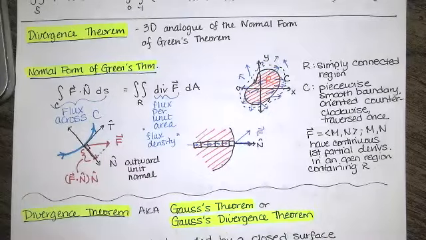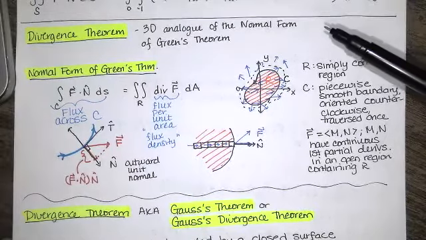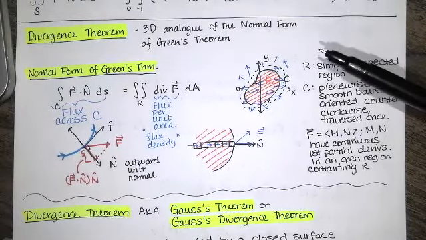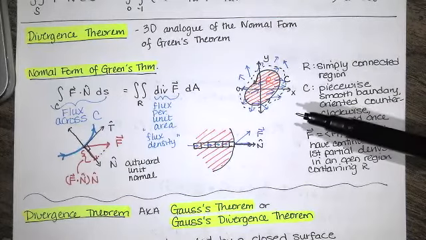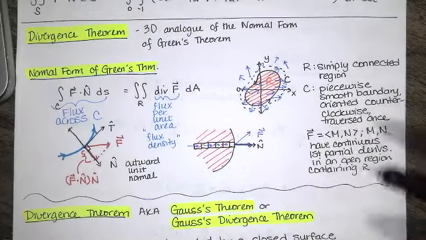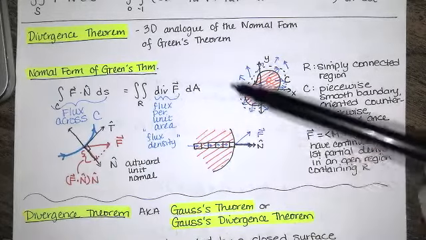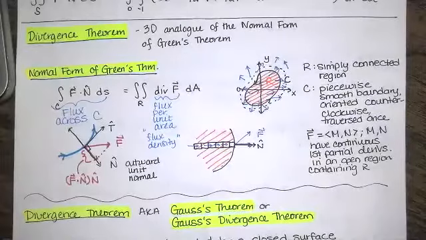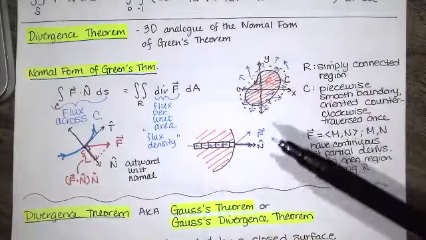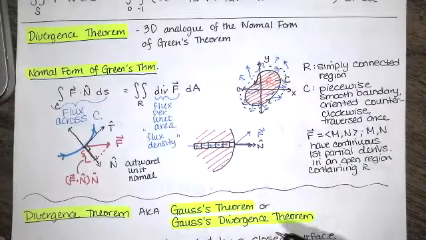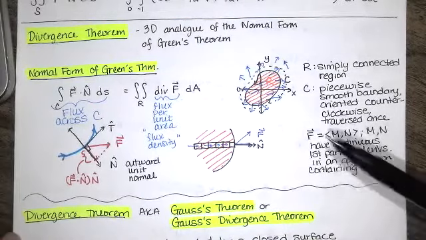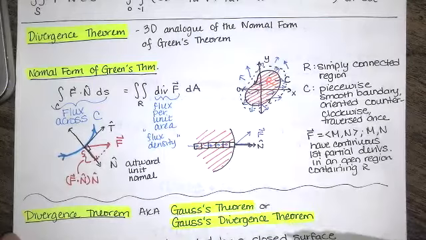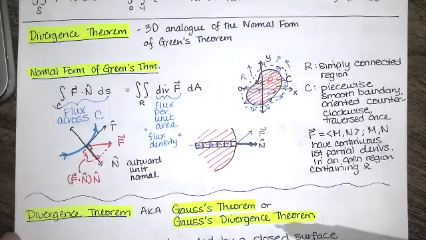This video is about the divergence theorem, which is the 3D analog of the normal form of Green's theorem. In this video, we will briefly review the normal form of Green's theorem and what it means, and then we will talk about the divergence theorem and how we extend this idea to 3D instead of 2D. And then we'll have time for at least one example and maybe two examples applying the divergence theorem to evaluate an integral.